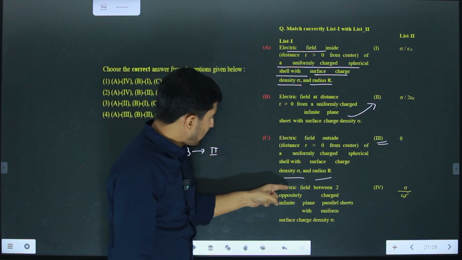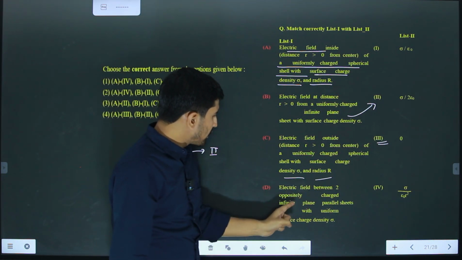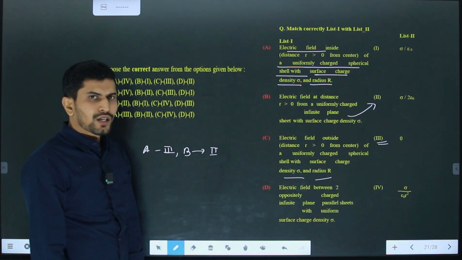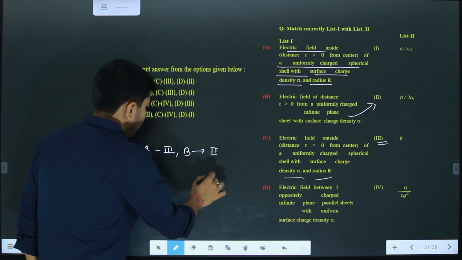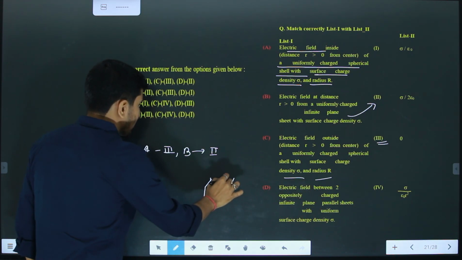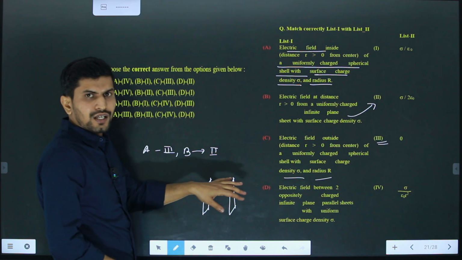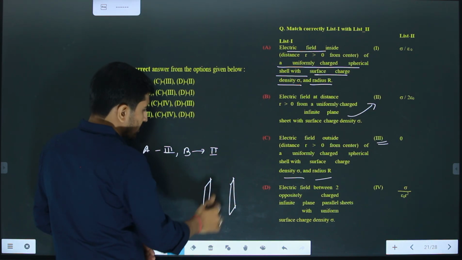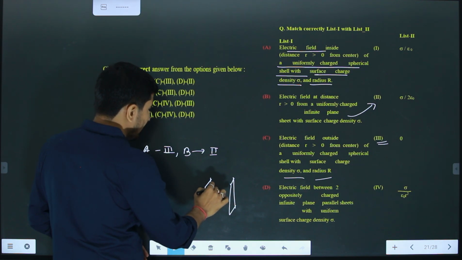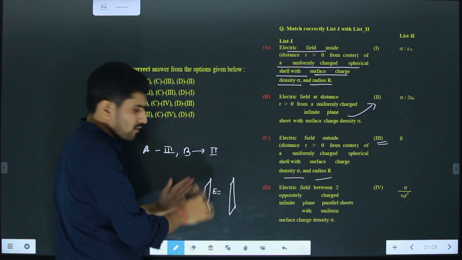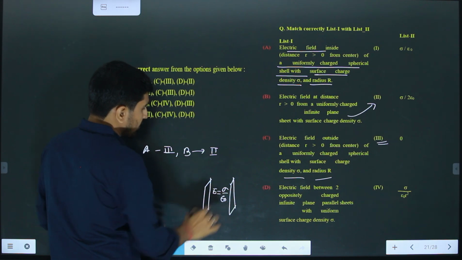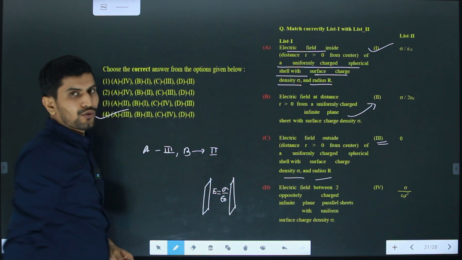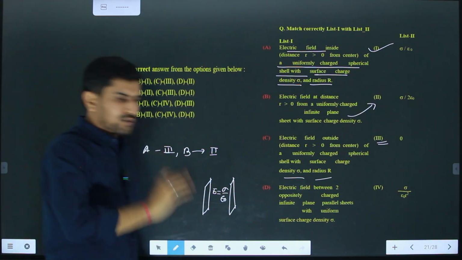And what about the D? Electric field between two oppositely charged infinitely plane parallel sheets with uniform surface charge density. So this situation is nothing but a parallel plate conductor. You can consider the parallel plate conductor, although it is not an infinitely large sheet, but still you can consider it to be sufficiently large, and therefore electric field inside or in between the plates is equal to sigma by epsilon naught. So this is 1. So option 4 is the correct one. Let's move to the next question.